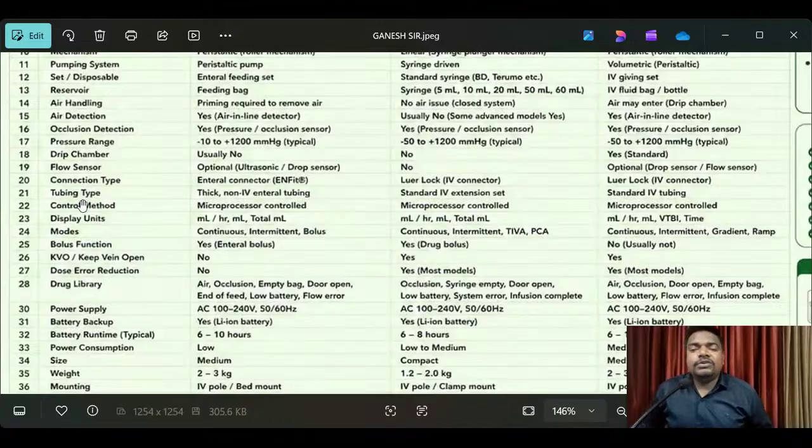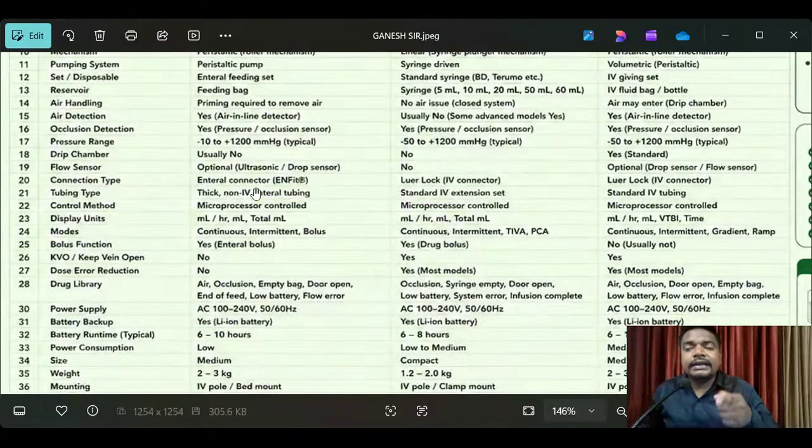Okay, right. Come to the point right now. Connection type I'm going to discuss. I'm taking a comparison key. The 20th point is here. Is it visible right now, my dear engineers? Now, connection type, see here. When we come to the feeding pump, what are the connections?